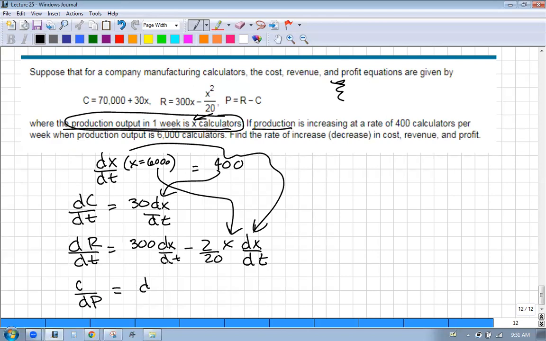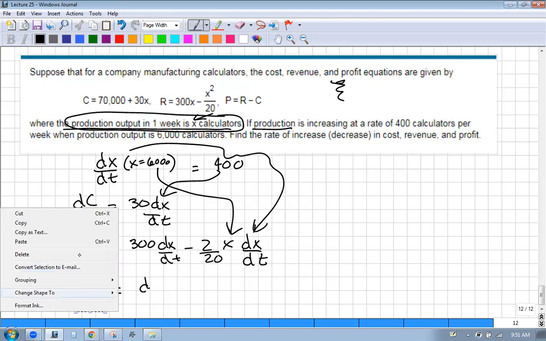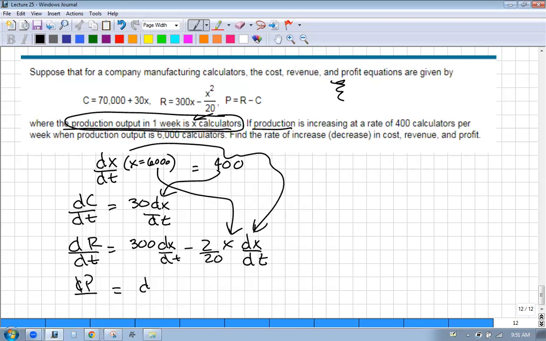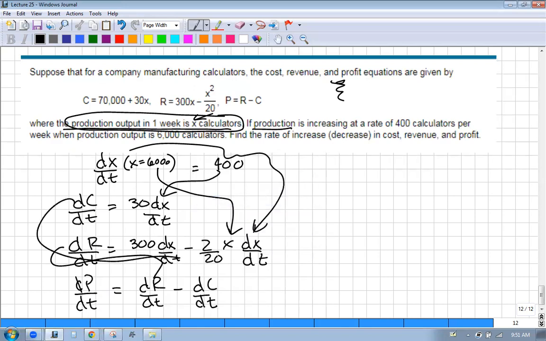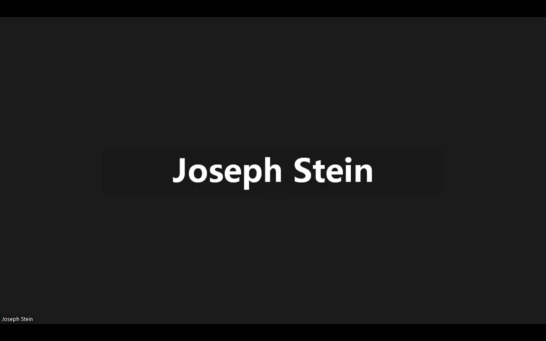And then this one would be, since it's r minus c, what we want. What do they want? dp/dt. So since p is r minus c, this would just be dr/dt minus dc/dt. And we know what those are already. Just plug those in. There you go. And there's that one. Questions? All right, let's get out of here.